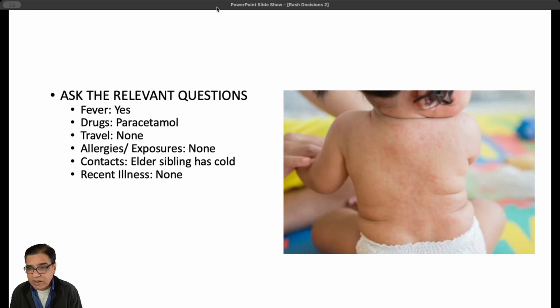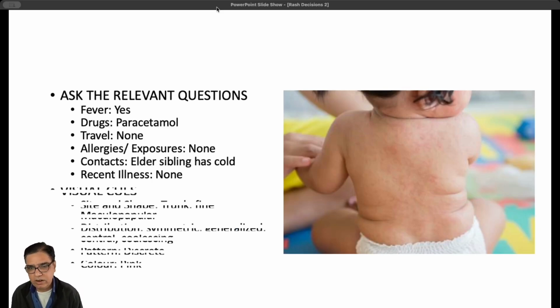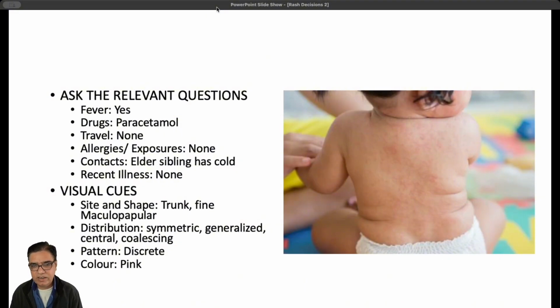Are there any contacts who might have it? In terms of contact, he hadn't had any contact with somebody who's got a rash, but further to that, they say an elder sibling has a cold. Any recent illness in the last 2 to 3 months? None. Once you have taken this history, then you describe this rash with the visual clues. As I told you, there are 4 things that you describe: the size, site and shape, the distribution, the pattern, and the color.